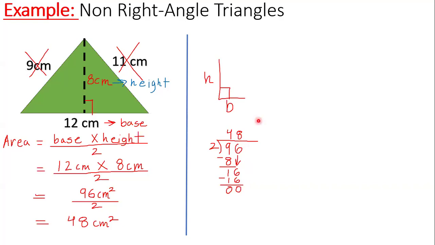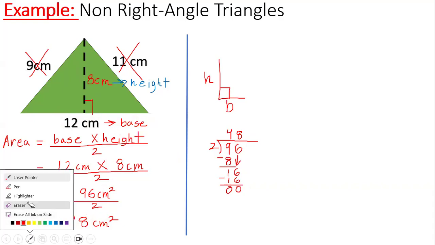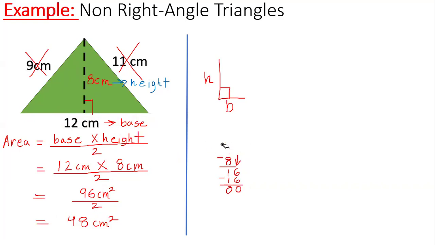All right, I got 48. So how do we do it? We do 12 times 8. The 12 is what's given. The 8 was given. 8 times 12 is 96. 96 divided by 2 is 48. So we have 48 centimeters squared. Do y'all understand how we got this? Yes, sir. Okay. We always have to show the working.